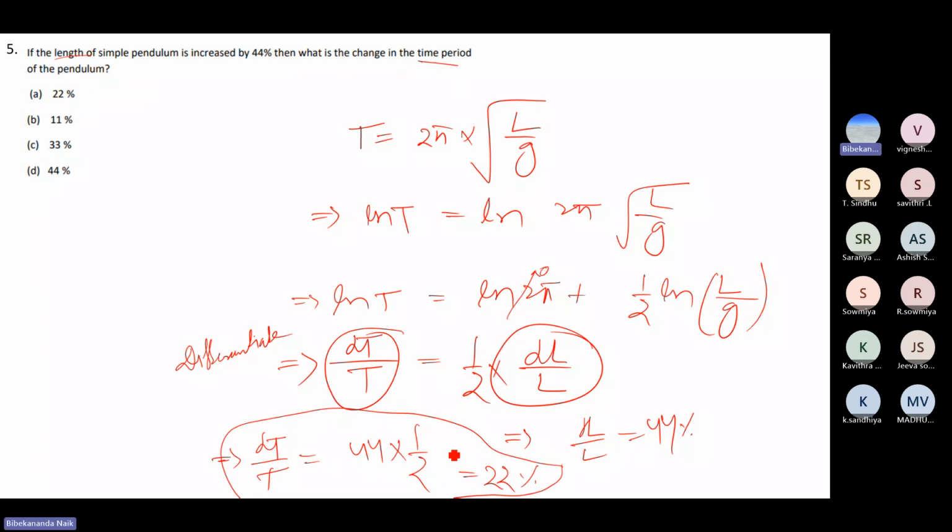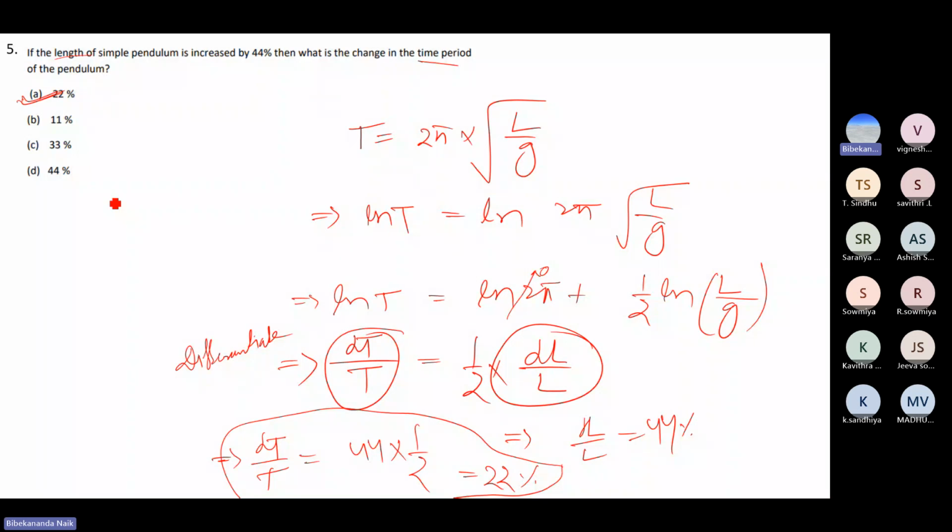So this is the correct answer. The correct answer is 22% because the time period is directly proportional to the square root of length. When you take log on both sides and take the derivative, the change in time to original time will be half of the change in length to original length. So the change in time is half of 44, that is 22%.